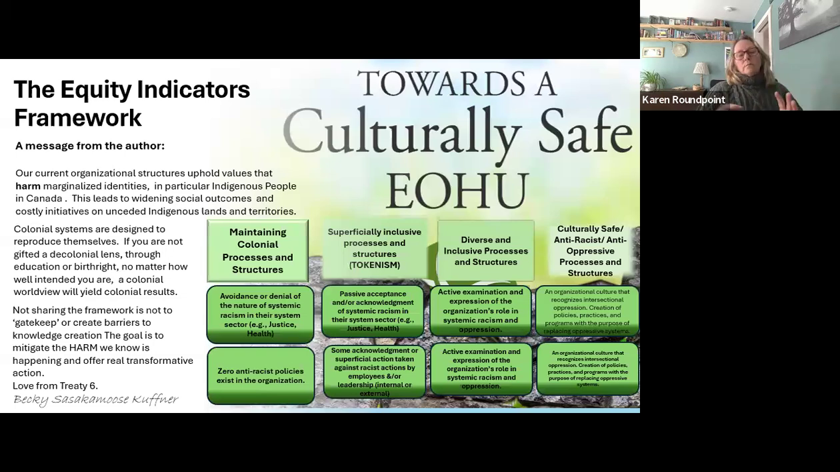When we move over, what I want to say too is that you're never going to jump from maintaining colonial processes all the way over to anti-oppression. Okay, it's a gradual change process, but at least we can see what it looks like. When we become a culturally safe or an anti-oppressive or an anti-racist organization, this is when we're seeing the butterfly come out. We cannot initiate our way out of anti-oppression. Okay, we can't do that. This is a forever changing column at this point in time.